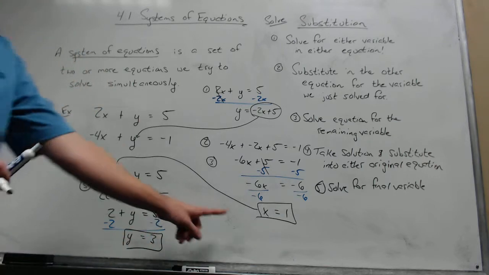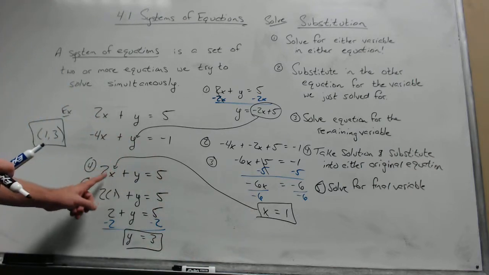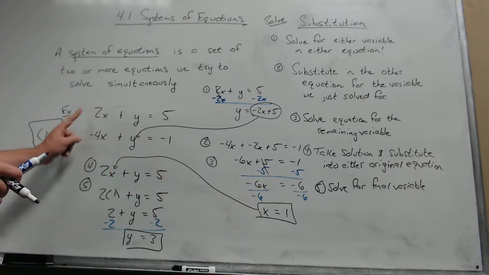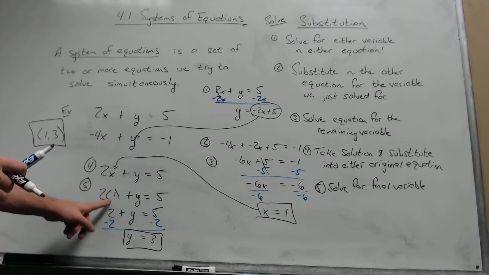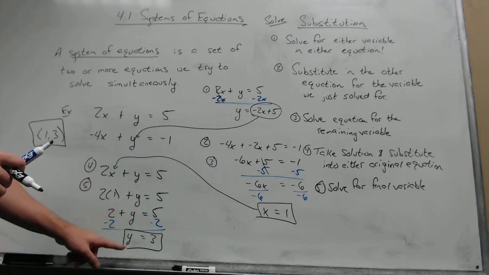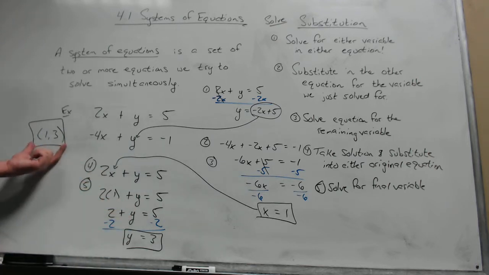So we had an x value of 1, took it, substituted it into our top equation, and it wouldn't matter which one we did. We substituted it in, and then we have just y's left over, solve for y, and we get our final answer of (1, 3).